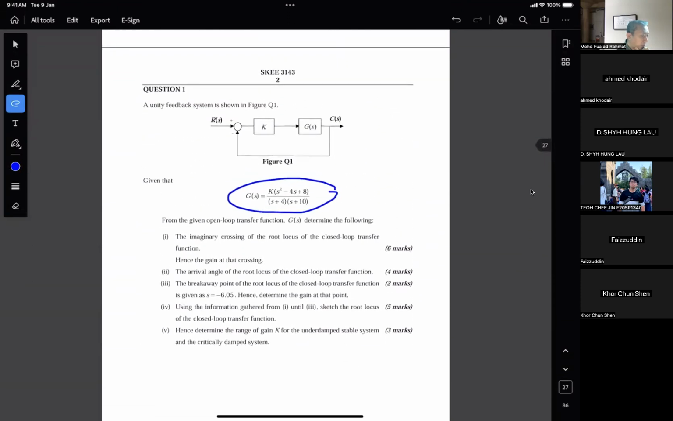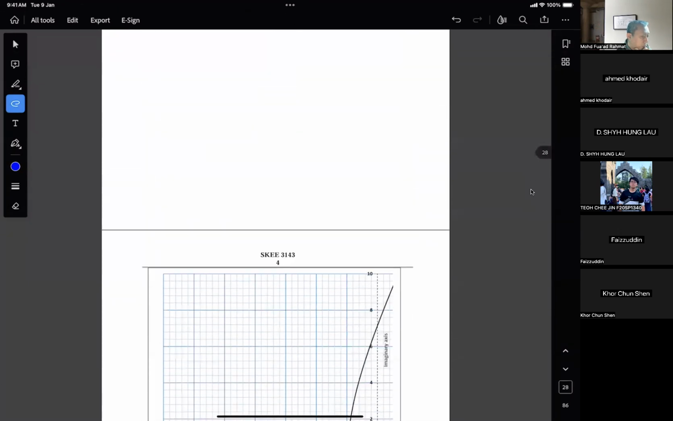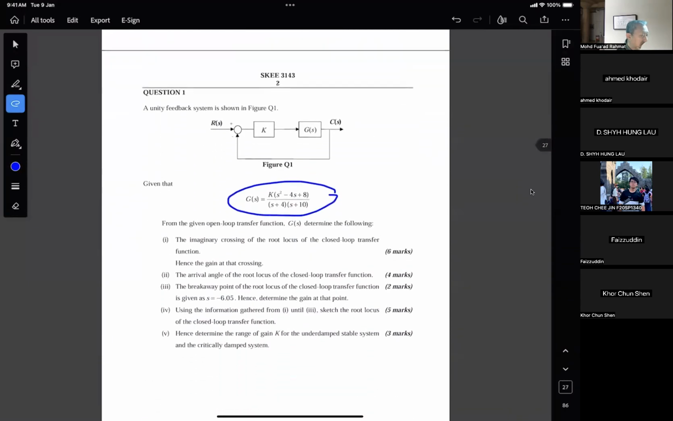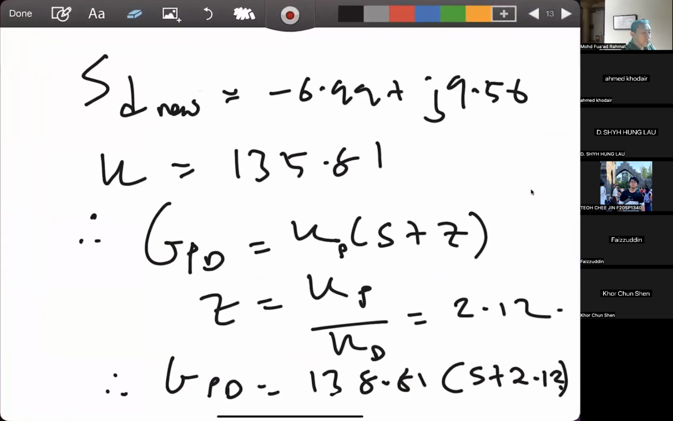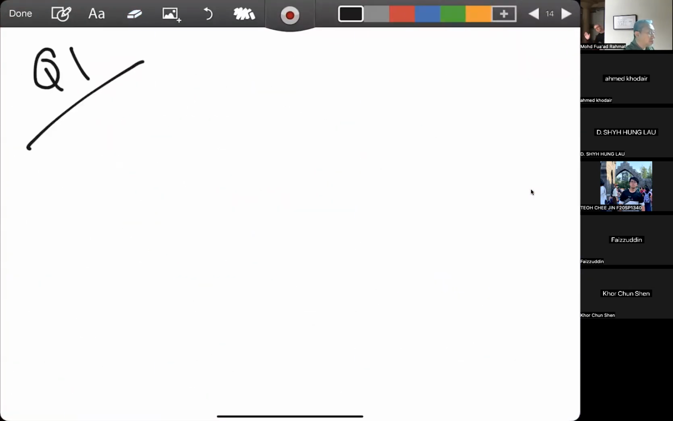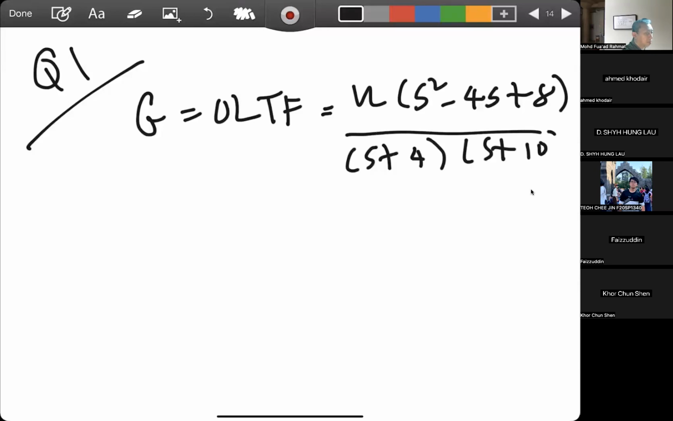Again, this one, question 1 based on chapter 1. No plot given. Okay, no plot given. How are we going to do this? Question 1. G equals K(s squared minus 4s plus 8) over s plus 4s plus 10.